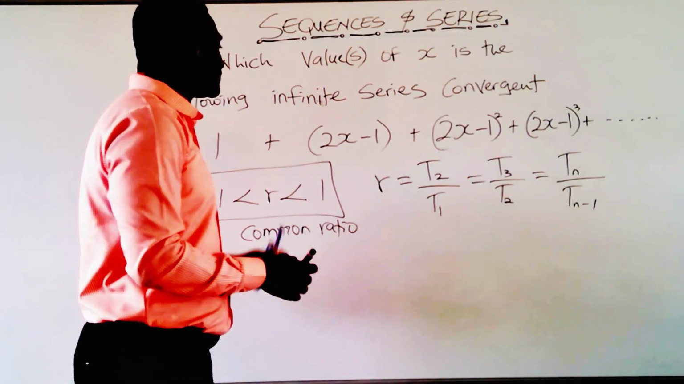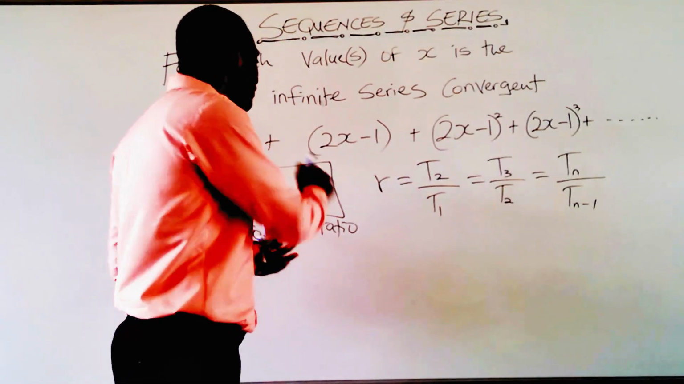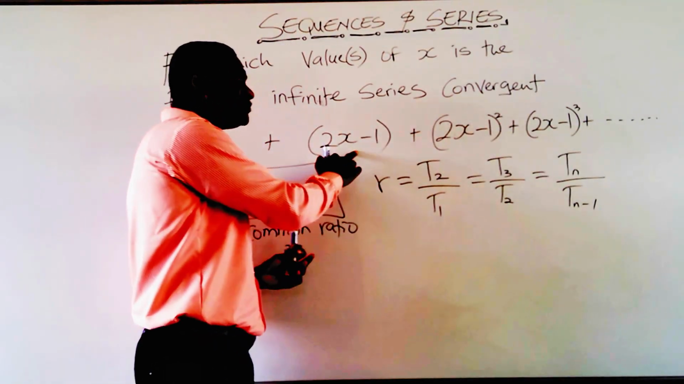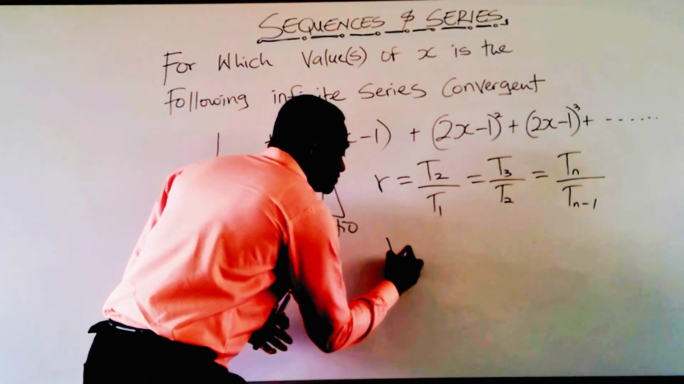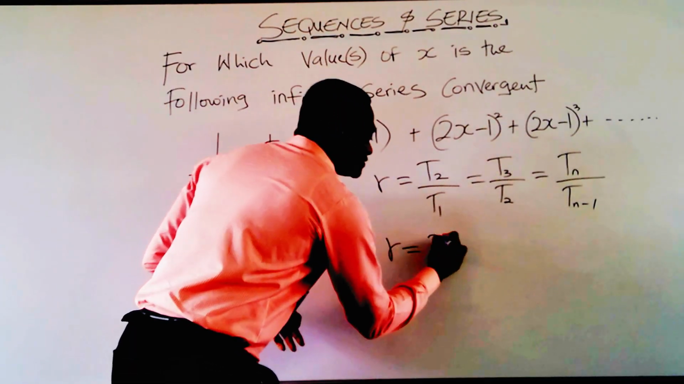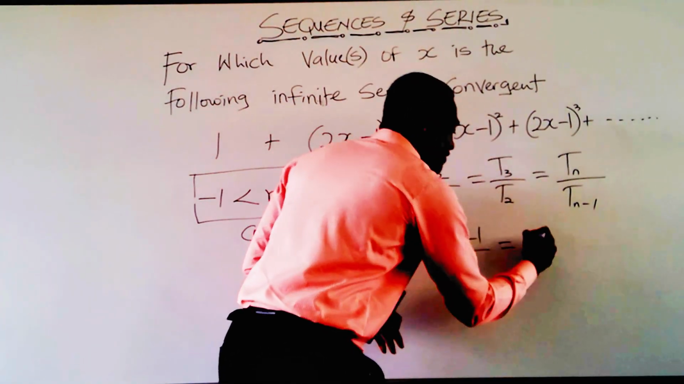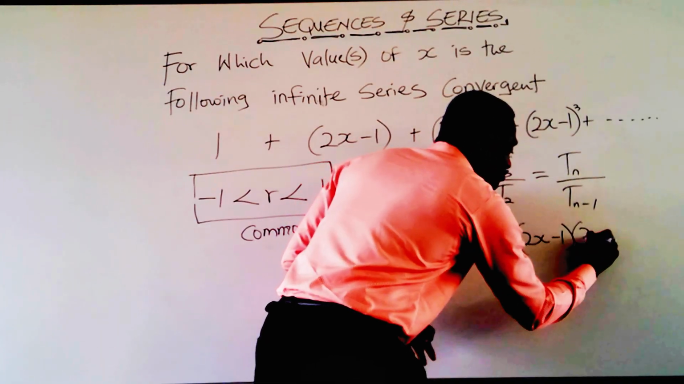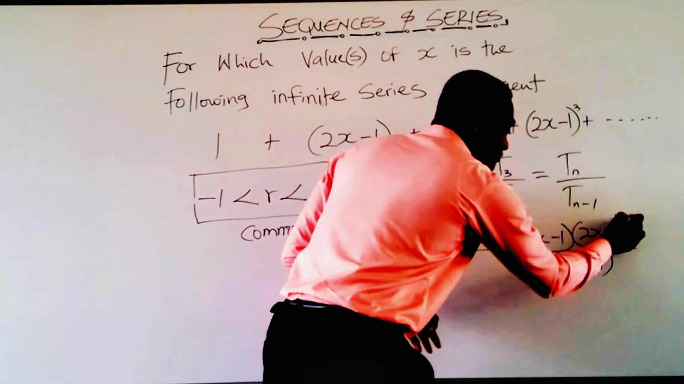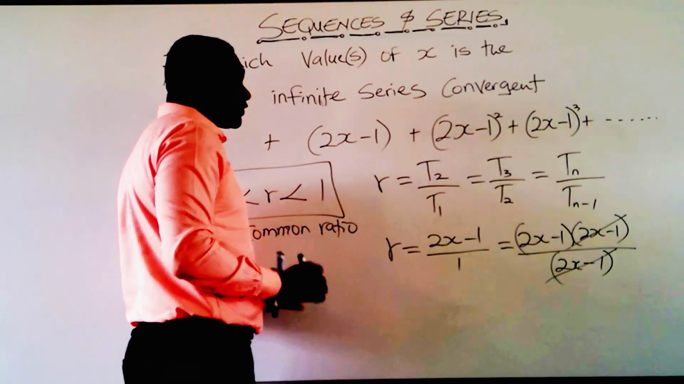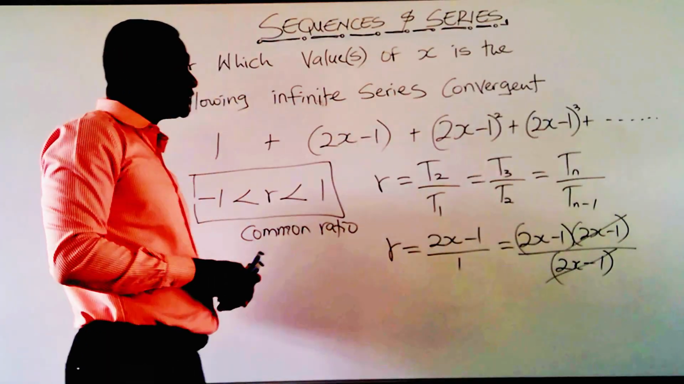Now let's get our common ratio. This plus is used just like a semicolon. It means this is the first term 1, the second term is 2x minus 1, the third term is (2x minus 1) all squared. So let's get our common ratio: term 2 over term 1 is 2x minus 1. Is it equivalent to term 3, which is (2x minus 1) squared, over term 2? If we go on and on, you'll see this will cancel out. It means that our common ratio is 2x minus 1.